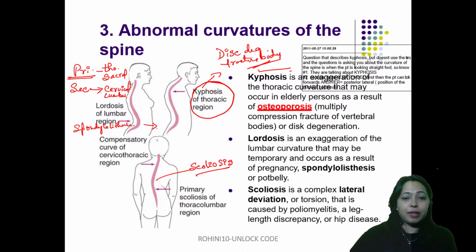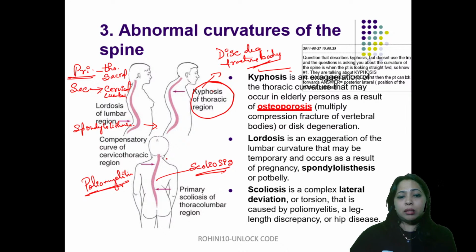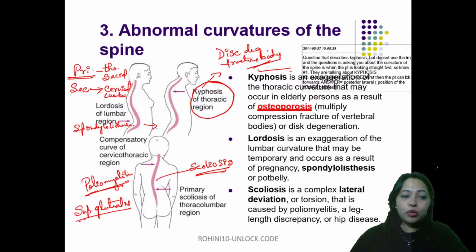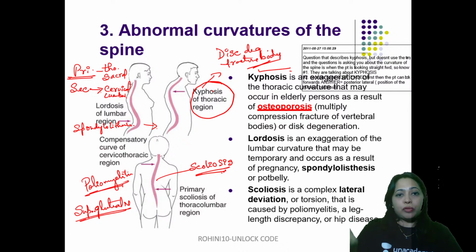It is because of lateral deviation or torsion. It could also be because of a limp in the leg, that is poliomyelitis. So poliomyelitis can also cause the vertebral column to be curved, and that is because of the leg length discrepancy. Or it could also be because of the hip discrepancy. It could also be because of damage to the nerve, that is the superior gluteal nerve. So that can also result in the discrepancy in the height of the hip.